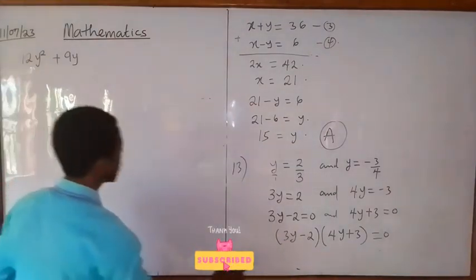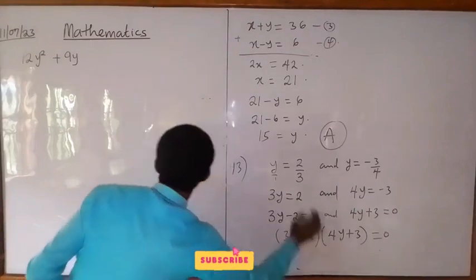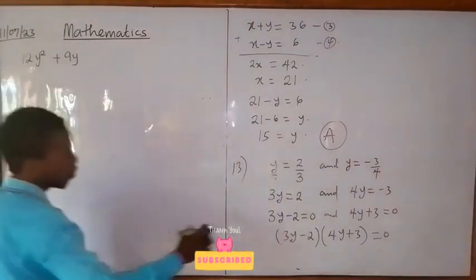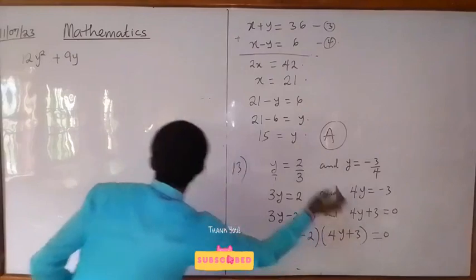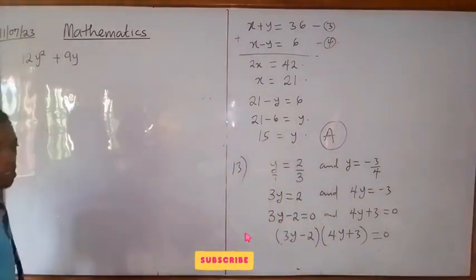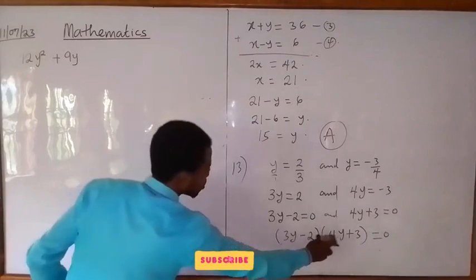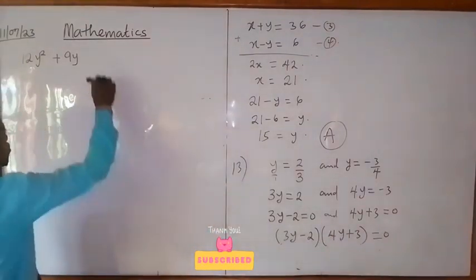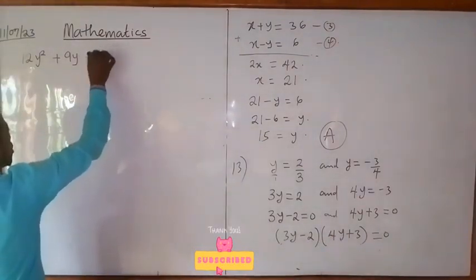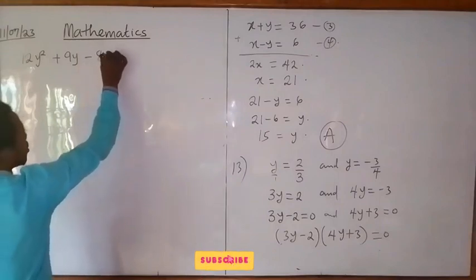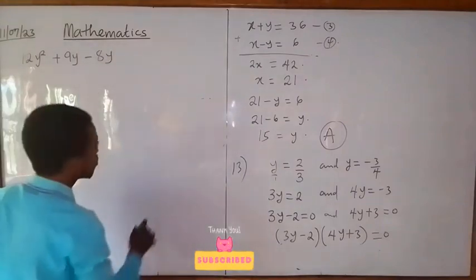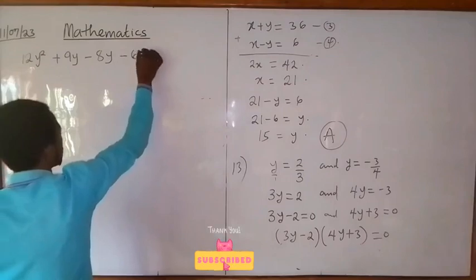We first use 3y to multiply 4y. That gives 12y squared. Use 3y again to multiply 3. That gives us plus 9y. Then use minus 2 to expand the bracket. Minus 2 times 4y will give us minus 8y. Then minus 2 times plus 3 will give us minus 6 equals 0.